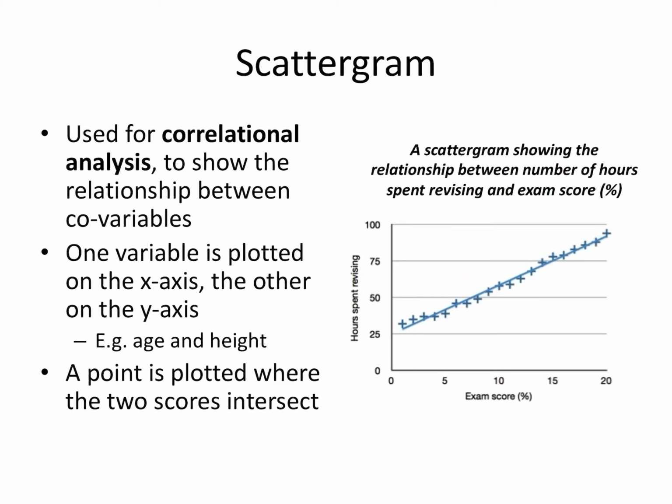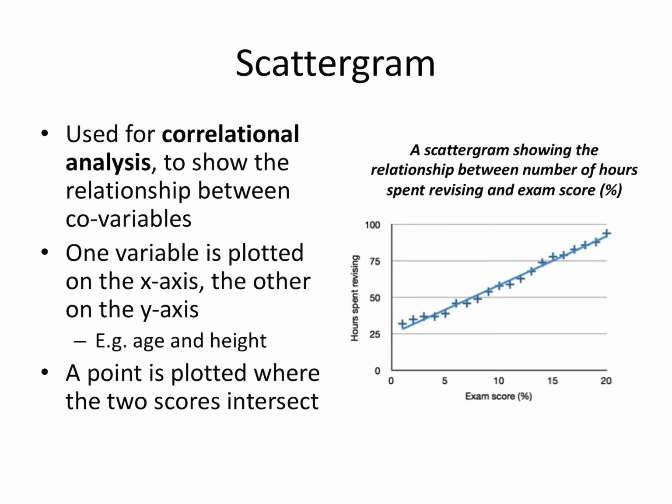Another way to display graphical data is a scattergram. Now, I'm not going to go into this too much because I know that you've covered this elsewhere, but just to summarize, a scattergram is for correlational data. So it's data where we're looking for a relationship rather than a difference. So we're looking for the relationship here between covariables.